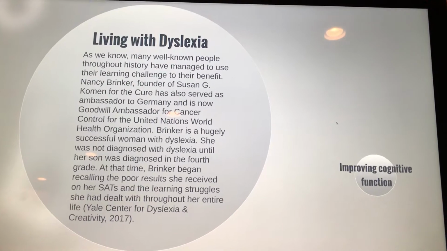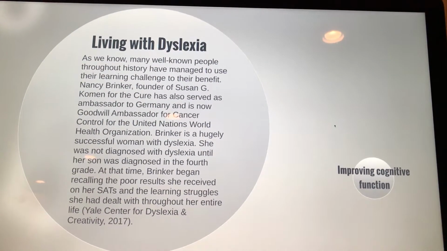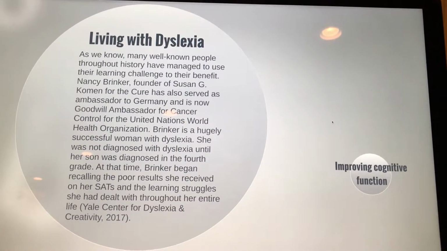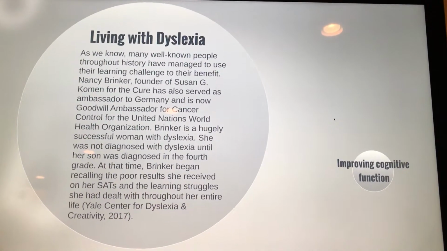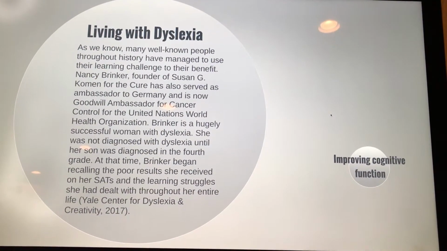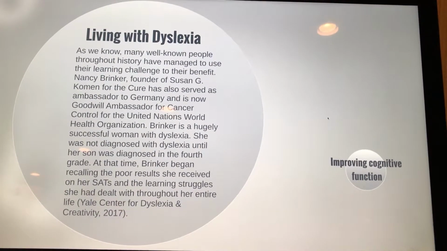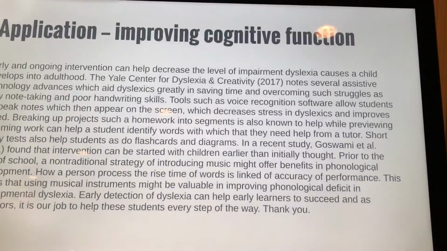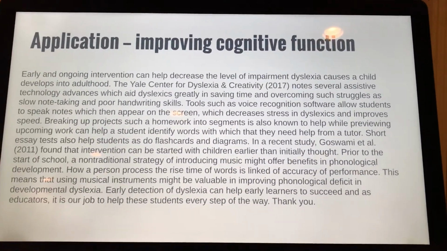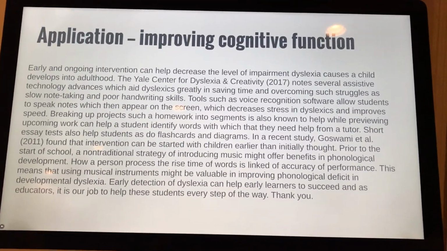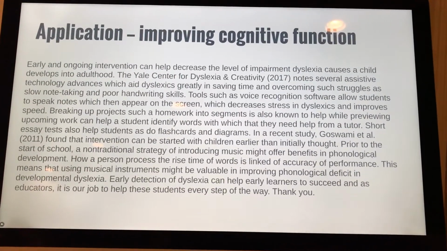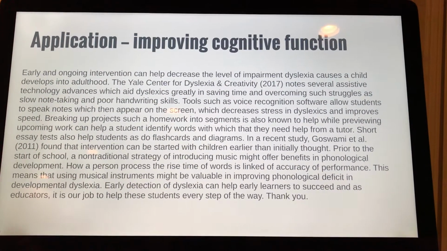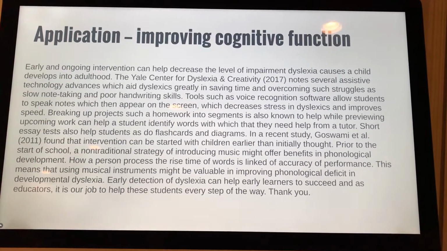She was not diagnosed with dyslexia until her son was diagnosed in the 4th grade. At that time, Brinker began recalling the poor results she received on her SATs and the learning struggles she had dealt with throughout her entire life. Early and ongoing intervention can help decrease the level of impairment dyslexia causes a child while he or she develops into adulthood.